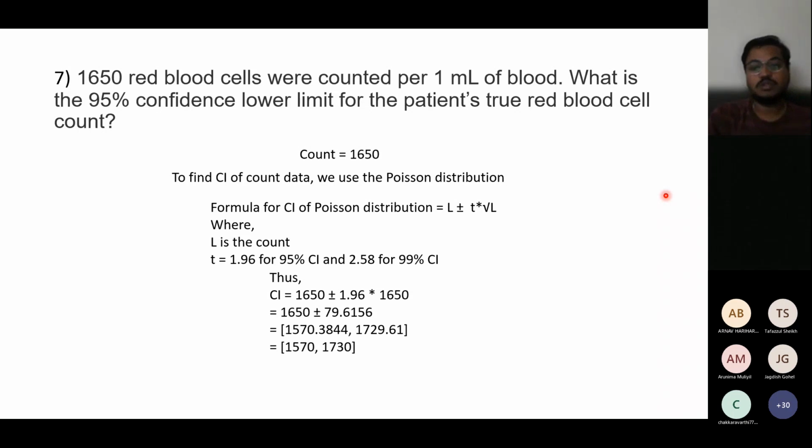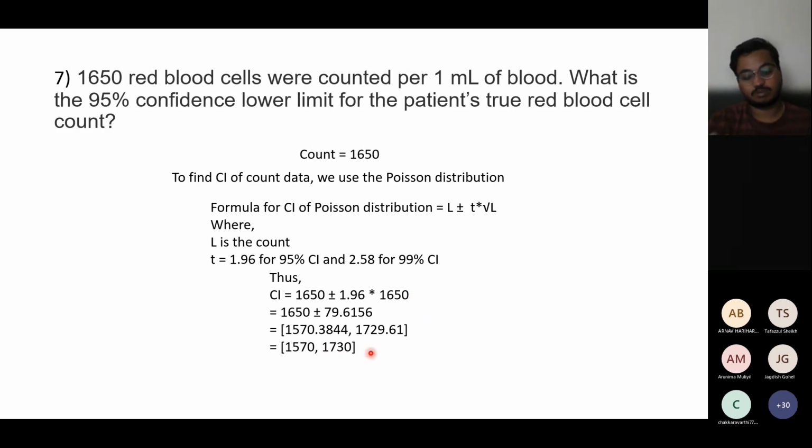So the confidence interval will be 1650 plus minus 1.96 into root over of 1650. Yeah, there's a typo here. It should be a root over of 1650. So we get the range, that is 1650 minus 79 plus 1650 plus 79. So the range is from 1570 to 1730.